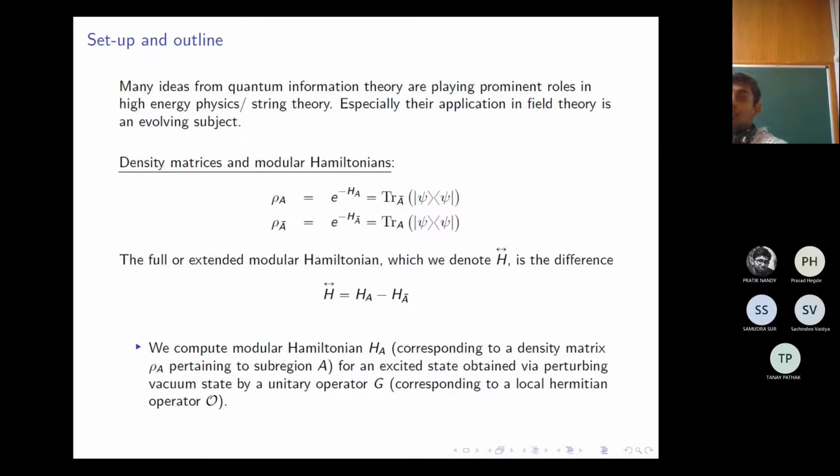The basic goal of this talk will be to compute the modular Hamiltonian HA corresponding to a density matrix rho A for the subregion A for an excited state. And the excited state will be obtained by perturbing the vacuum state by some unitary operator.